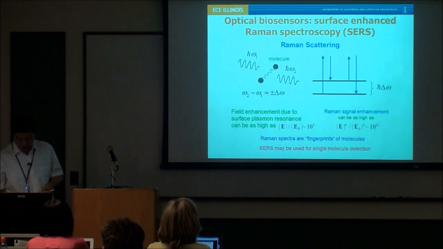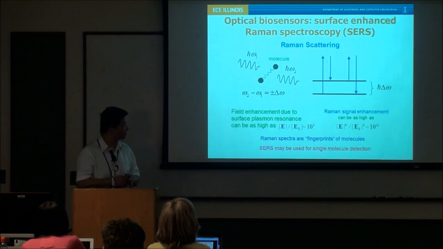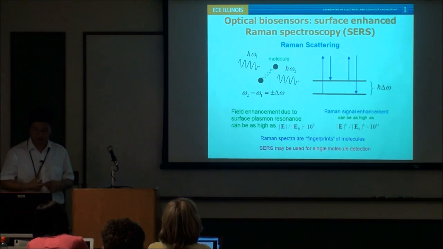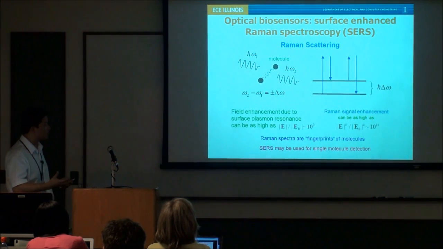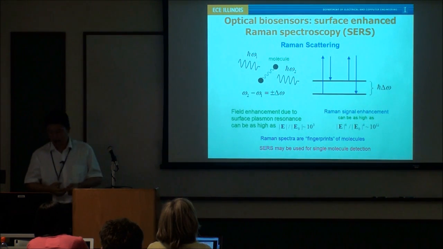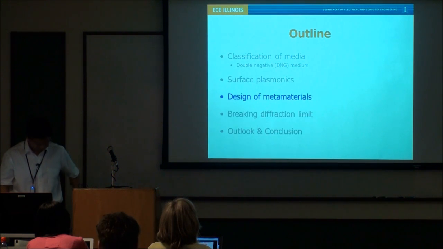People also use plasmonics to manipulate the electric field. You can create a very highly localized field that allows you to enhance the vibrational spectrum of molecules. But because of time, I will skip this part.